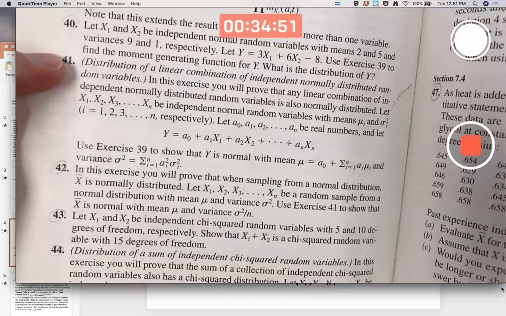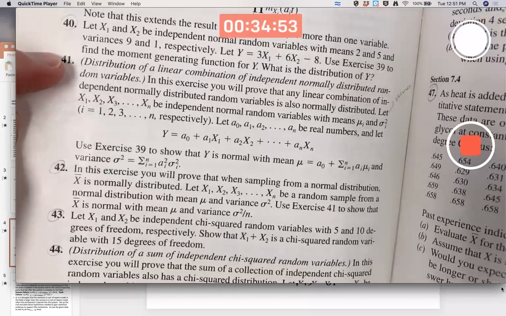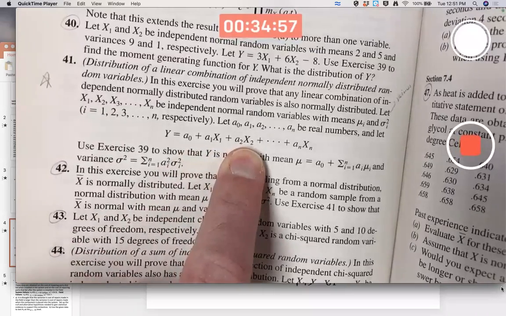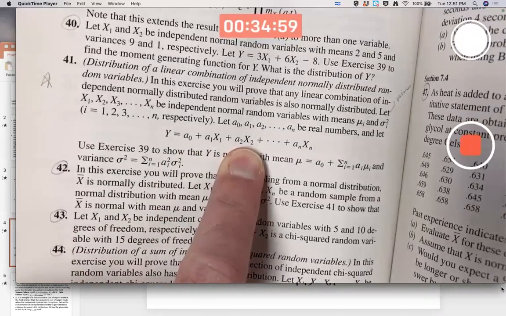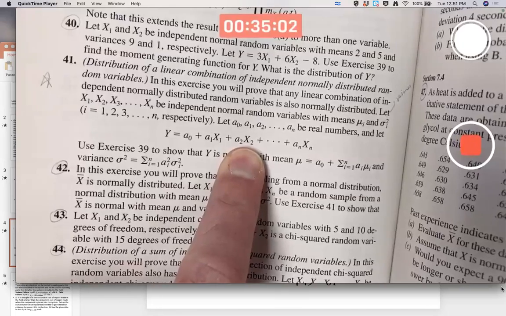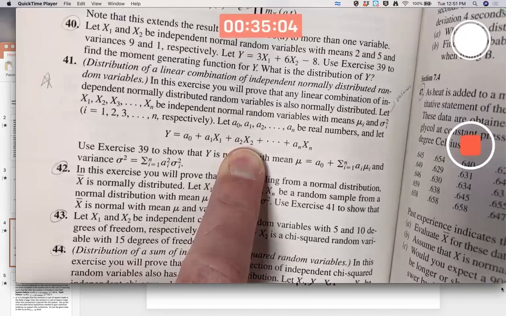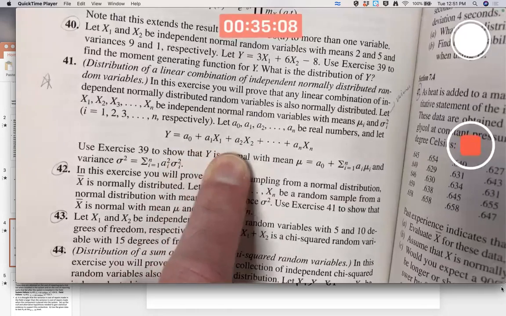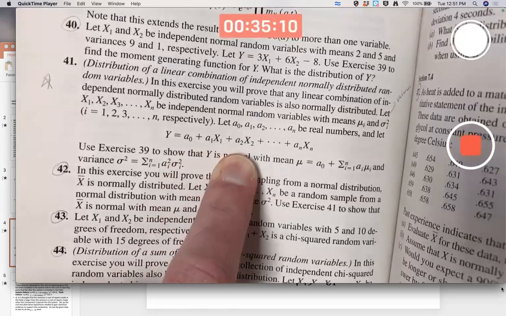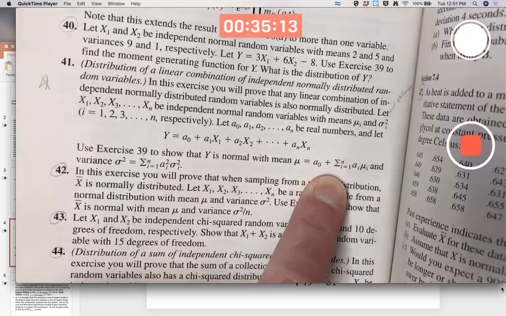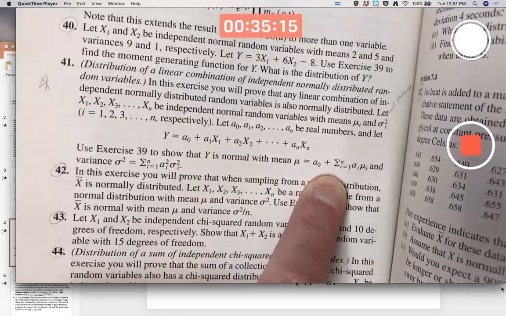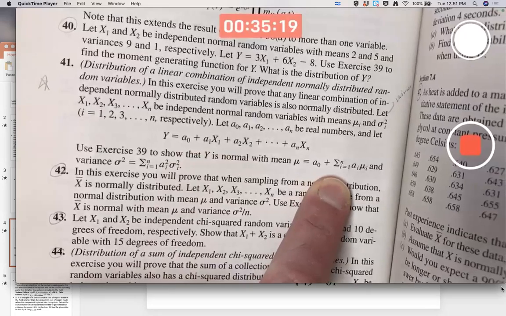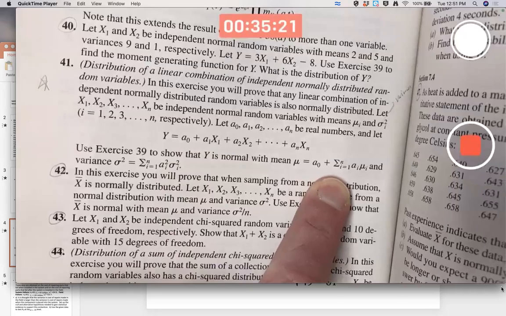Distribution of a linear combination of independent normally distributed random variables. When you form a linear combination of them, including x1 bar minus x2 bar, that's a linear combination of x1 bar and x2 bar. A0 would be 0, A1 would be 1, and A2 would be -1 in that case. You add their means multiplied by the coefficients, which are 0, 1, and -1 again. So in the end, that means you really subtract the means.